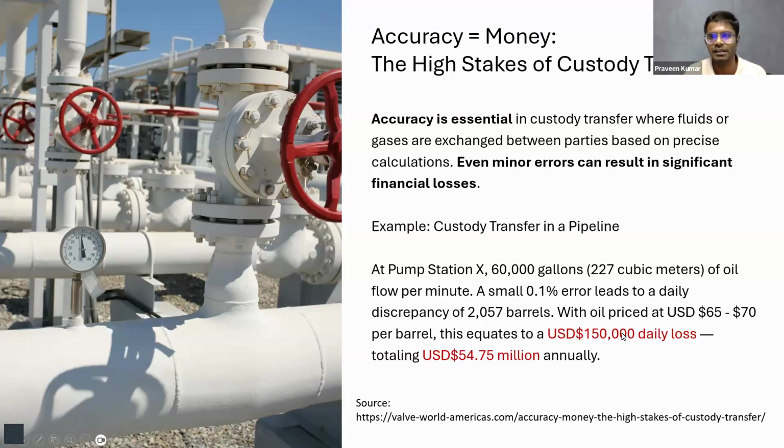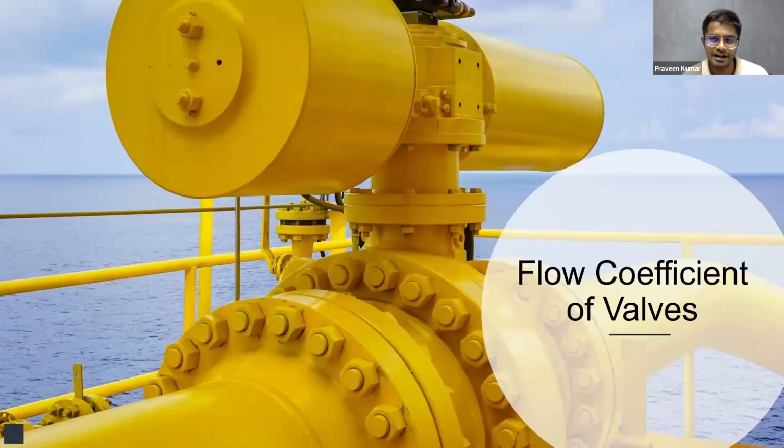So accuracy is money. Although the context of this article was more on the side of on-field flow meter measurement accuracy, still the device, the valve design and the accuracy of CV have a role in this kind of case. So accuracy is money. With this context, let's enter into today's topic.